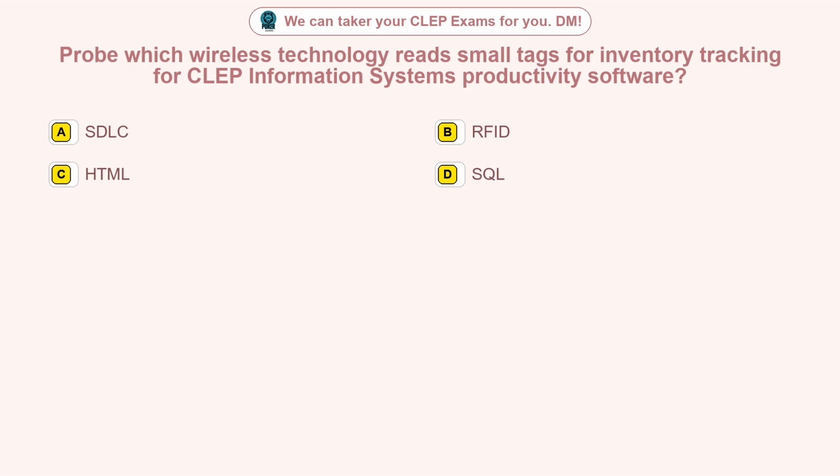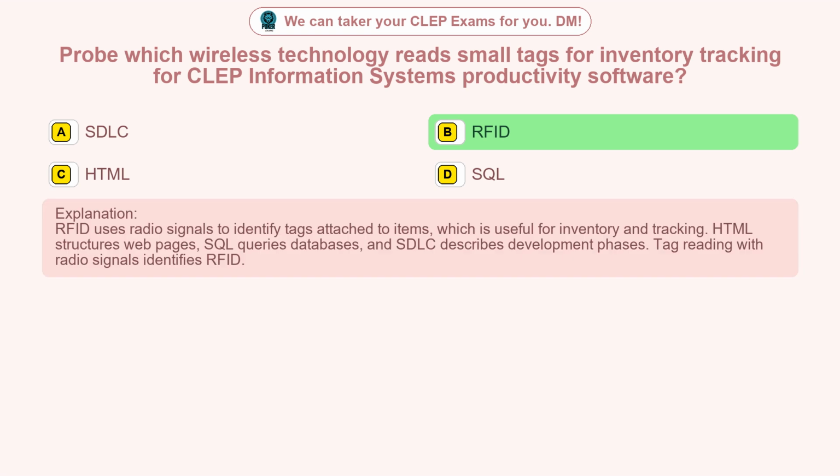Probe which wireless technology reads small tags for inventory tracking for CLEP Information Systems productivity software. Option A, SDLC. Option B, RFID. Option C, HTML. Option D, SQL. The correct answer is Option B, RFID. RFID uses radio signals to identify tags attached to items, which is useful for inventory and tracking.